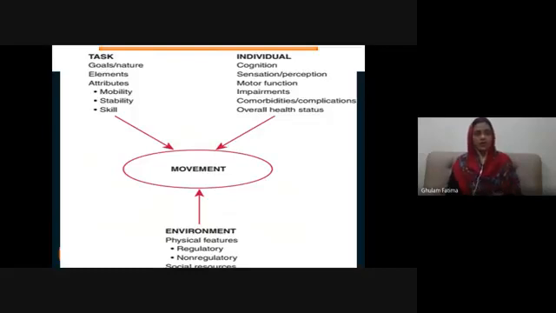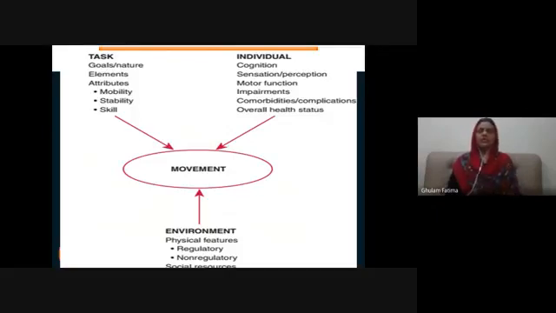So actually the task itself: what is the nature of the task, how easy it is, how difficult it is. The first thing is the movement itself, what kind of activity you are designing or prescribing for the patient. That is the very first element. Then the second and very important element is the individual himself.